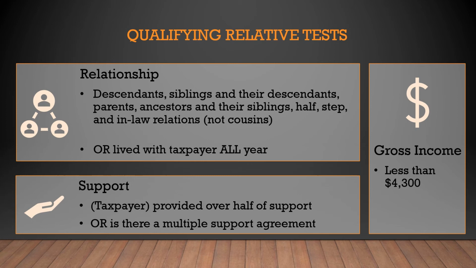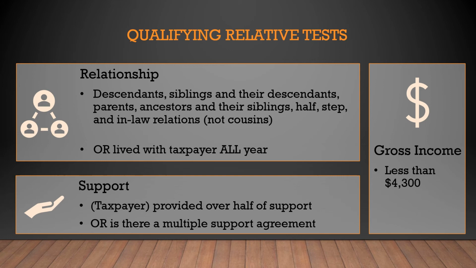The next test would be the gross income test. And this is the test that throws a lot of dependency situations out. The person that we are trying to claim as a dependent must have a gross income of less than $4,300. If they made $4,300 or more, then they are not a qualifying relative. They cannot be claimed by our taxpayer.